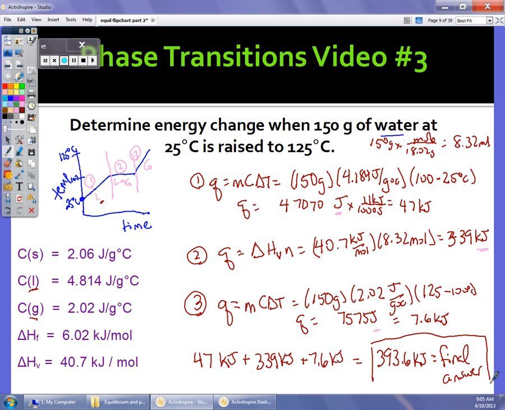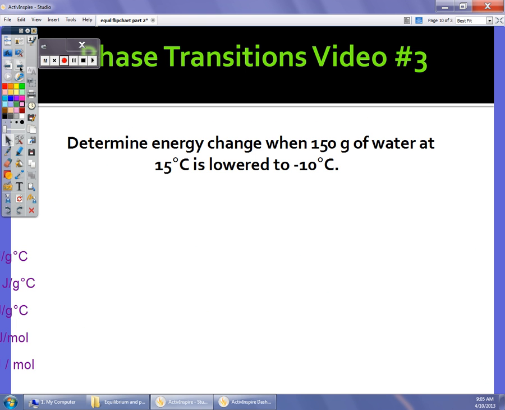In this case, we were absorbing energy. We expected it to be endothermic, and we expected to get a positive answer as we did. Okay, second and last example problem. Determine the energy change when I'm going to use the same 150 grams of water at 15 degrees Celsius is lowered to -10. Okay, a good best practice would be for you to stop the video and draw the graph that shows what this is going to look like, and then we'll double check your answer.